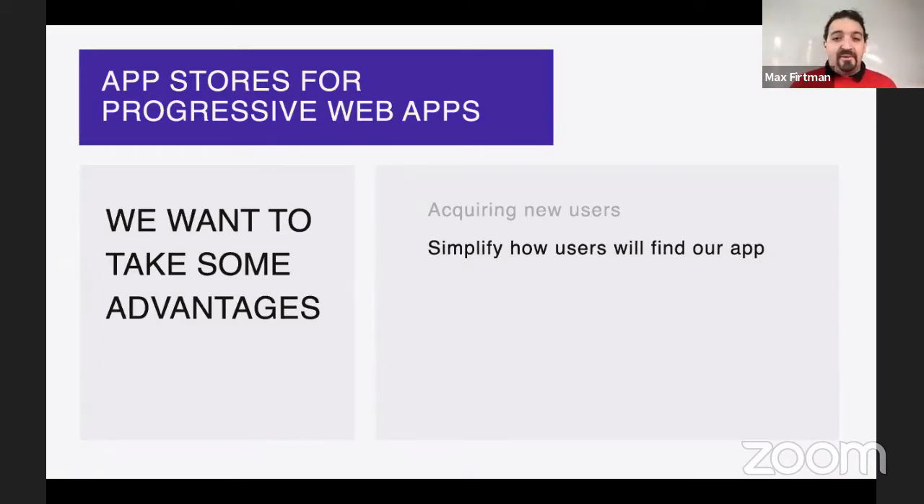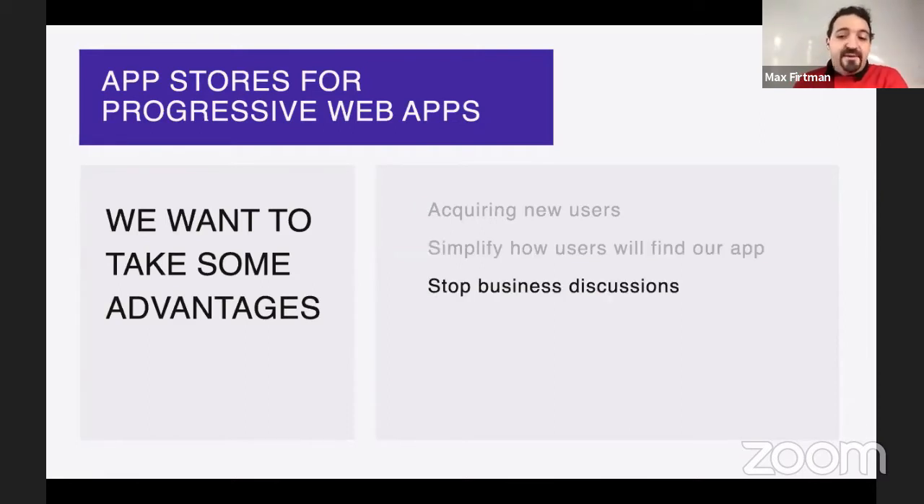Even on Android, for example, or on iOS, the term is actually not install, but add to the home screen, right? Probably you've seen this, add to the home screen. And that's kind of confusing if you think about that from a user's point of view. When we create a PWA and we ship that PWA in app stores, we can simplify how users will understand that installation process. It will stop business discussions.